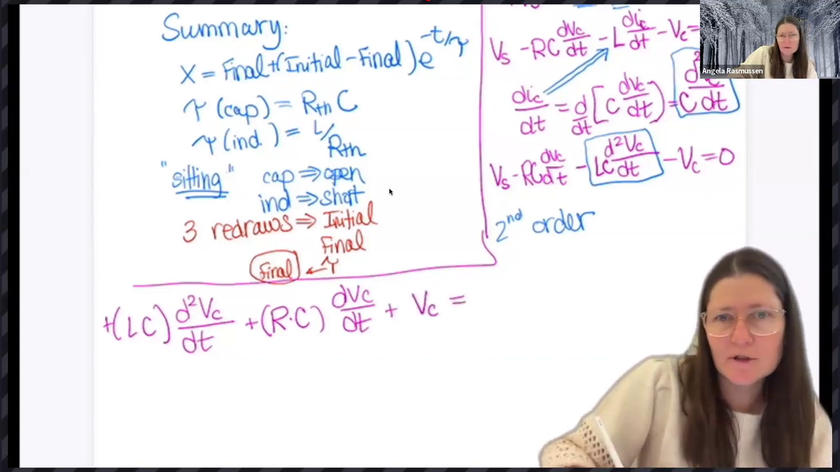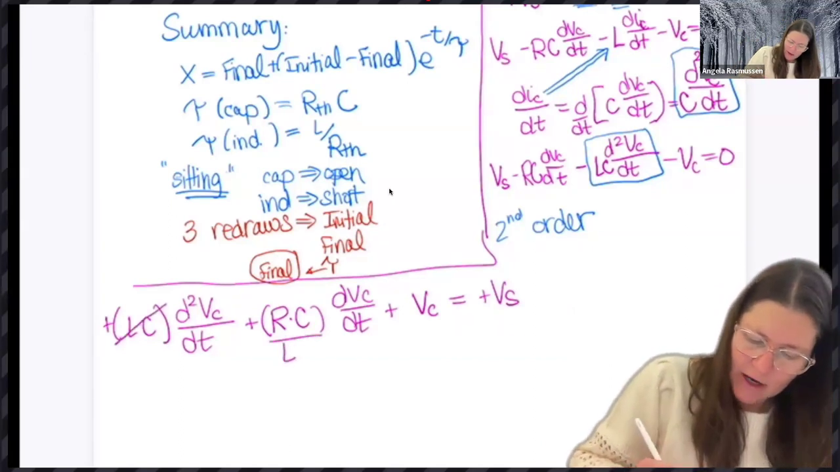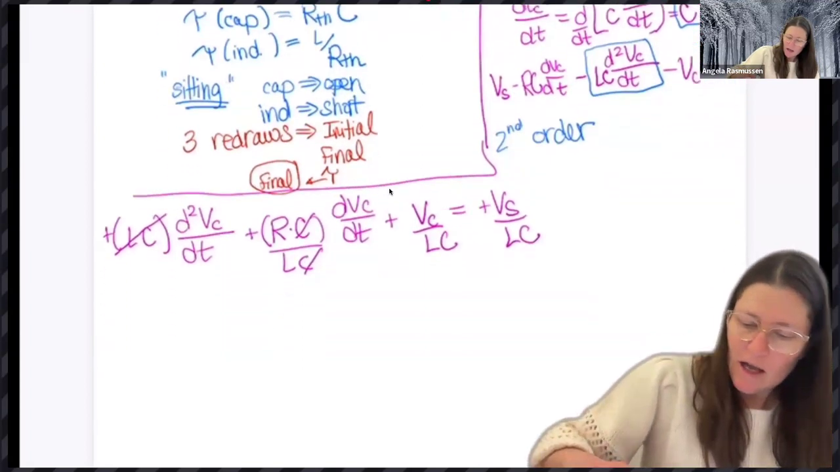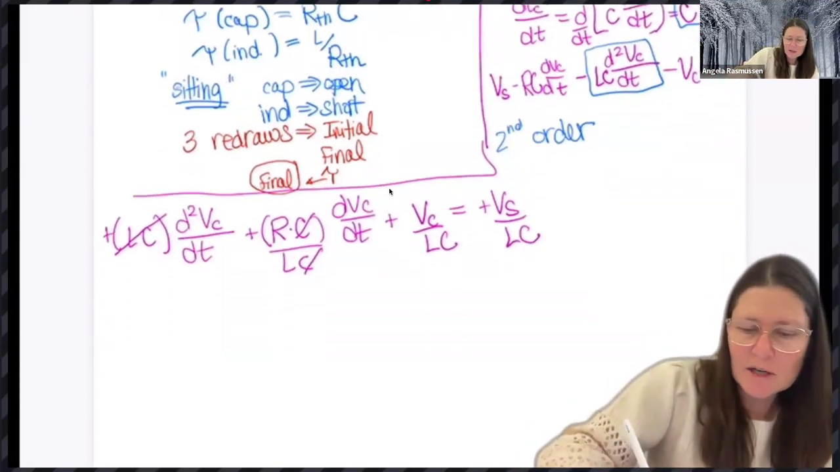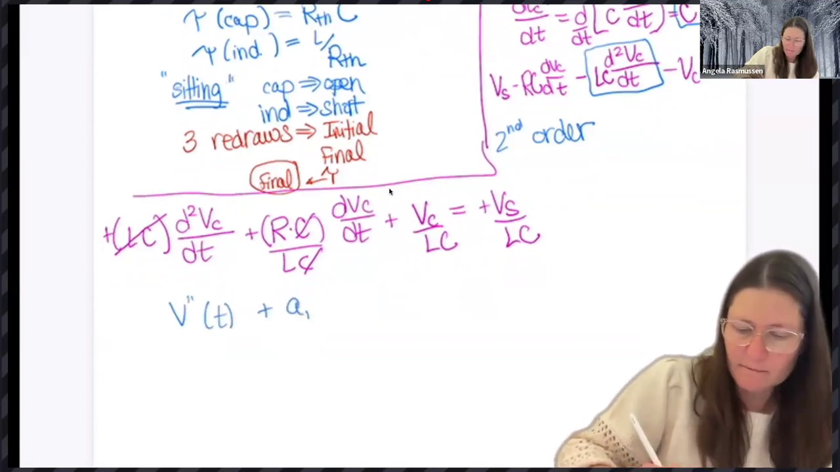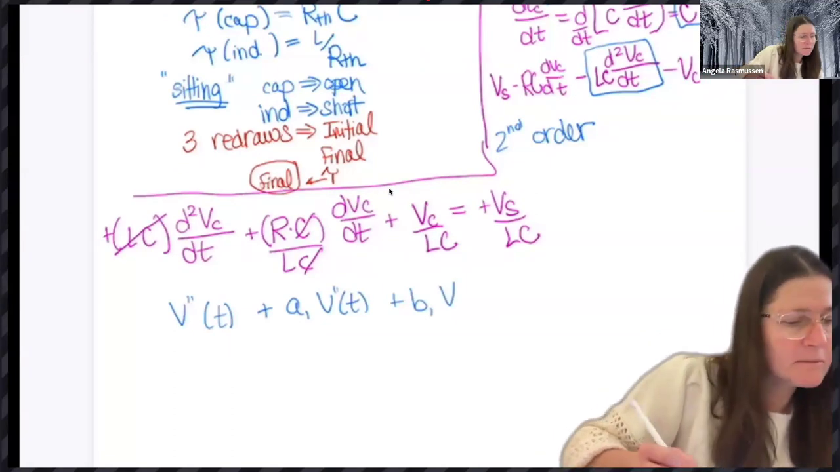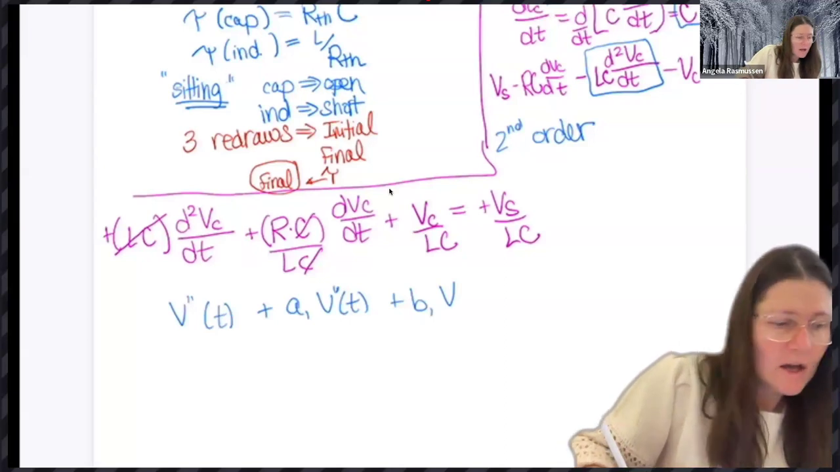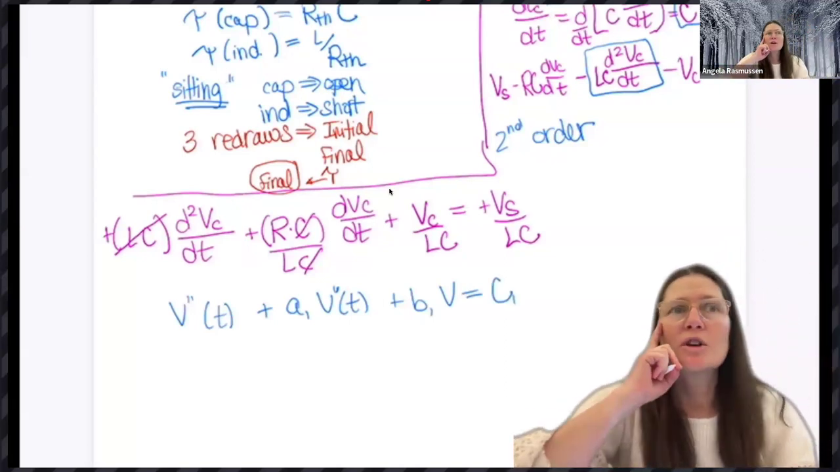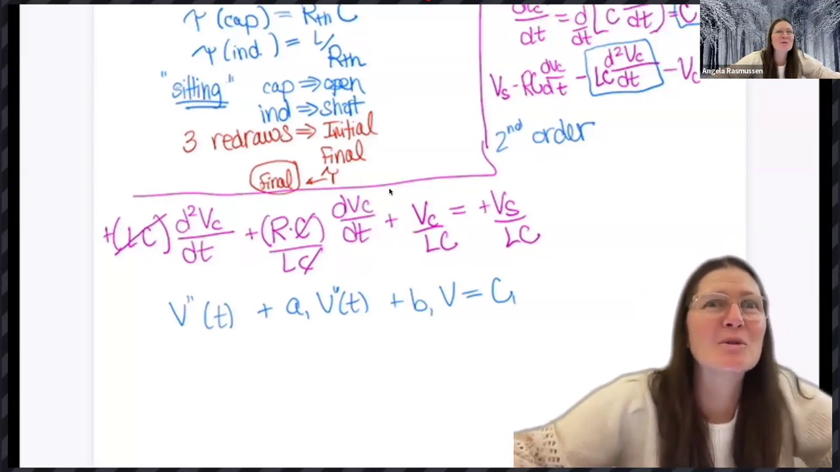And then I'm going to take the VS over to the other side, so it becomes a minus, and then it becomes a plus on the other side. And then I'm going to divide this all by LC. That will cancel out those C's. And the reason I'm doing this is because now this gets to be a generic form: the second derivative of VC of T plus some A1 times the first derivative of VT plus some constant times V, equal to a forcing function, which we'll just call C1. So this form, we already know solutions for. So that makes it much nicer that we don't have to go through and actually resolve this every single time.